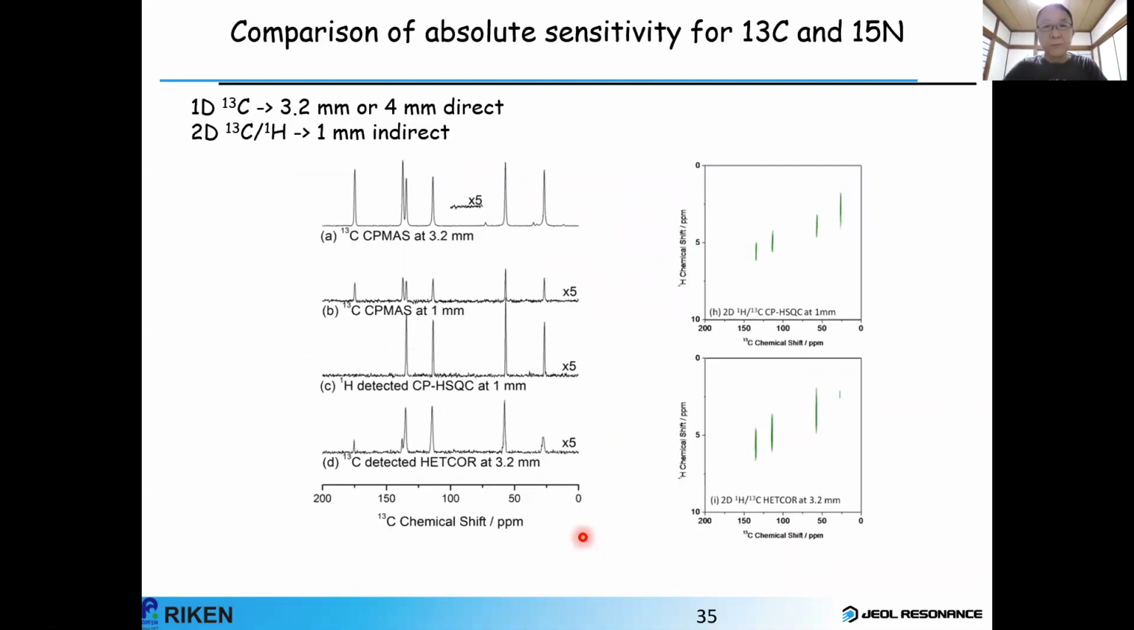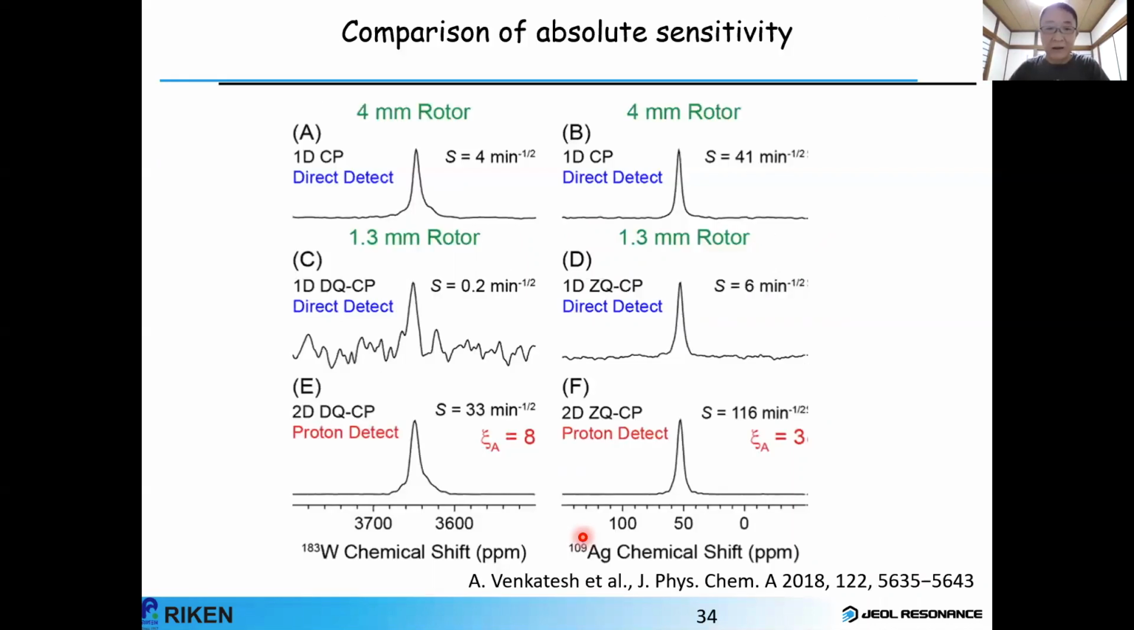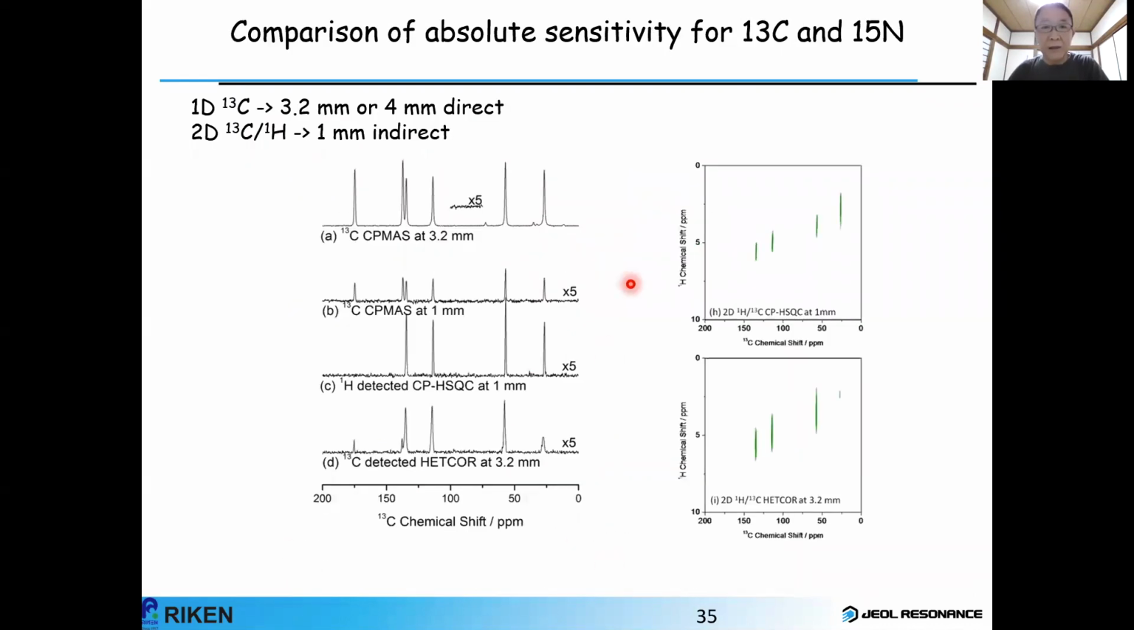Then this is another comparison for carbon-13. Carbon-13 has a higher gamma ratio than tungsten or silver. Then we can obtain reasonable signal intensity for standard MAS rotors. And the sensitivity compared to the proton detected one is 5 times more in this case. That means if you need just a CP MAS 1D spectrum, I recommend a standard rotor. This is much better than the proton detected one.